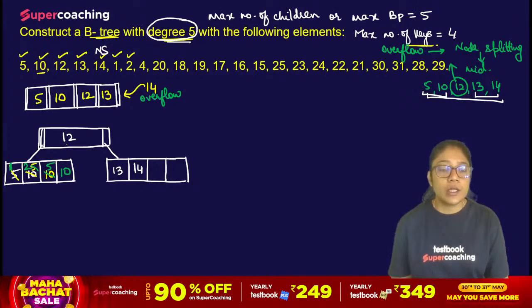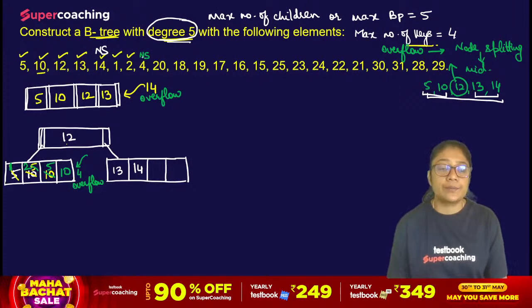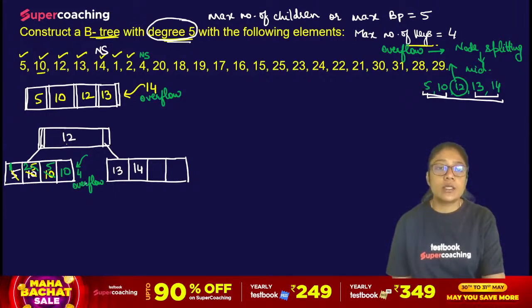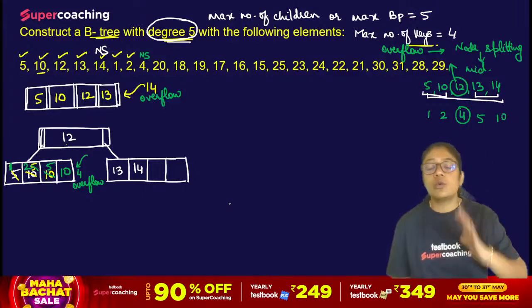Check for the position of the 4. Since 4 is smaller than 12, it is going to the left side. Now when 4 came here, this is a case of overflow. When it's a case of overflow, again we'll go for the node splitting. So here, on the basis of what element will we be doing the splitting? Now we are having the elements 1, 2, 4, 5, 10. Now you can't keep 4 at the end. You have to keep them in the ascending order. Since the middle element is 4, so 4 will be going to the root level.